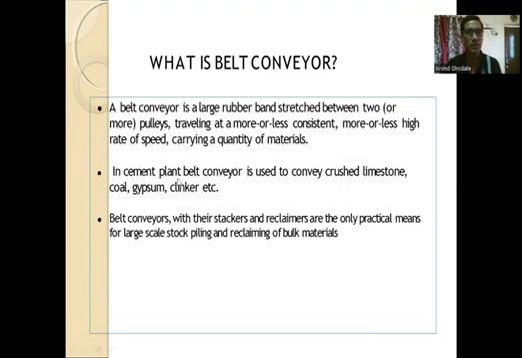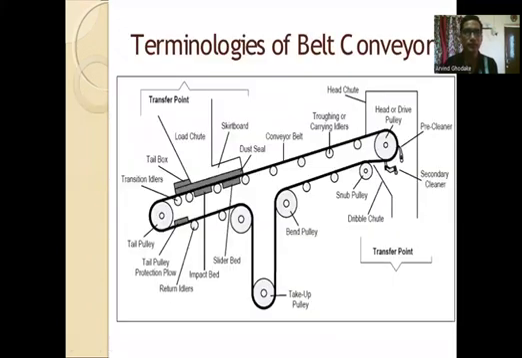In a cement plant, a belt conveyor is used to convey crushed limestone, coal, gypsum, clinker, etc. So this is the objective of a belt conveyor, to carry raw material from one place to another. Then belt conveyors with their stackers and reclaimers are the only practical means for large scale stock filling and reclaiming of bulk material.